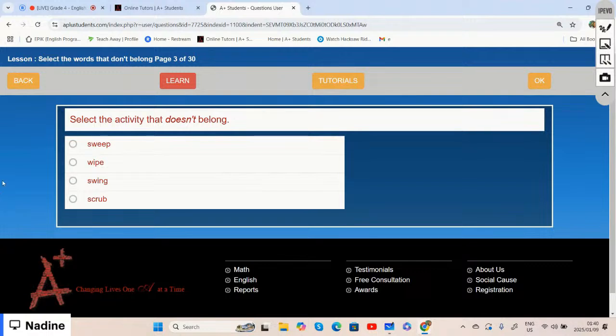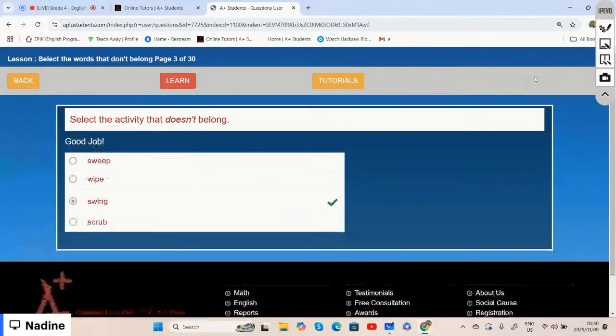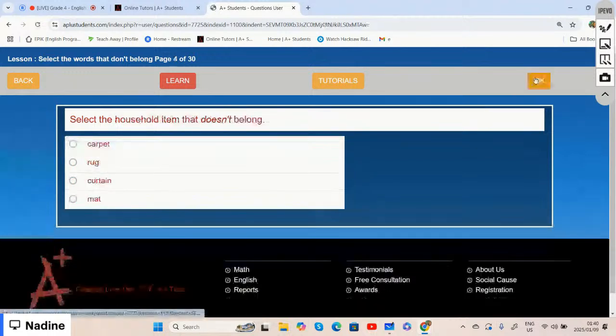So if we were to choose the correct one, remember if you were to clean at home, right? Then you sweep, you wipe the tables, or you scrub the floors. Swing is an activity that we do outside in the park. Yes, option three is correct, because swinging is an activity you do outside in the park, but all the other activities have to do with cleaning.